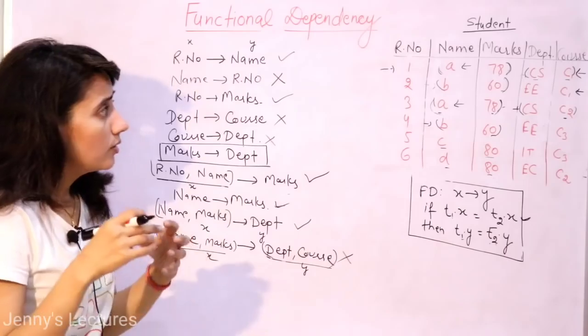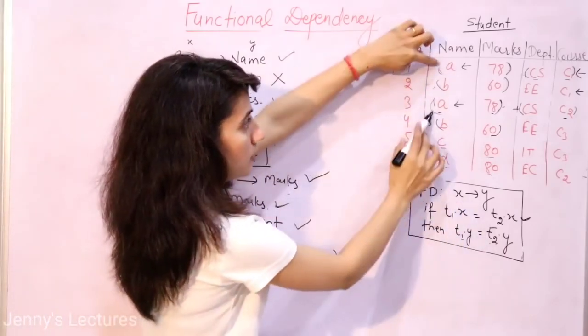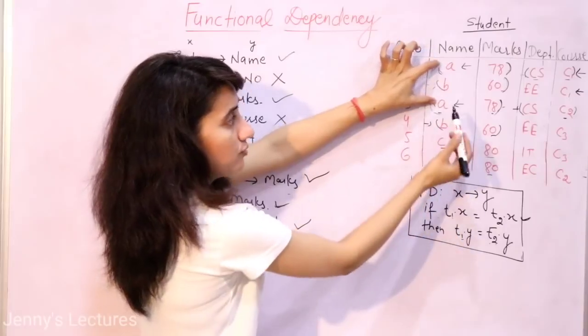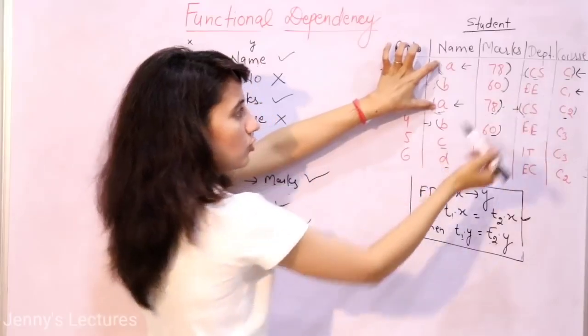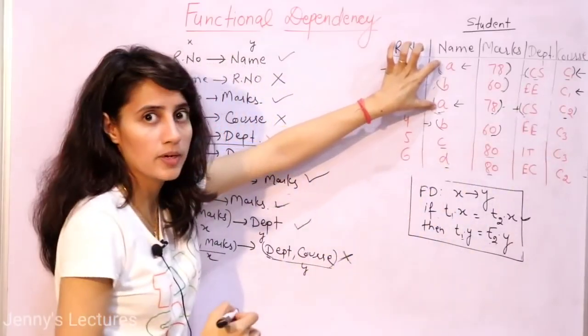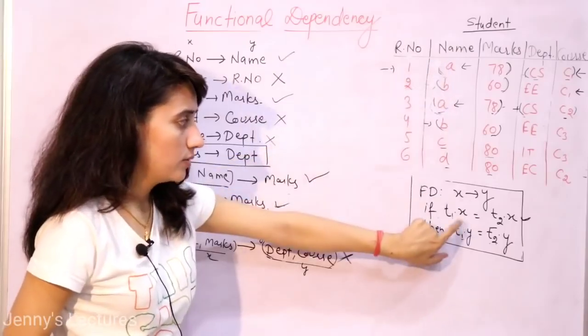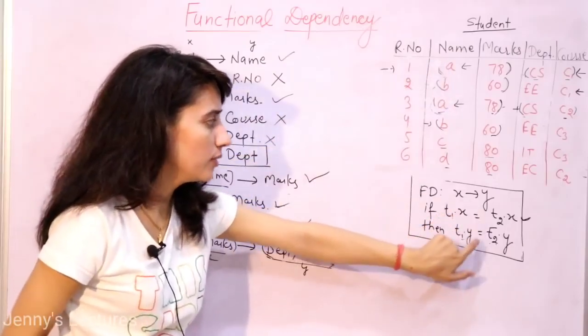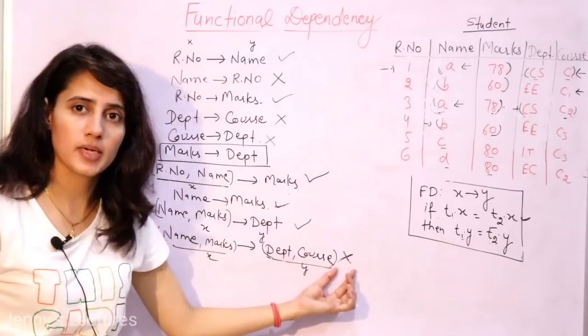See here, for this one combination, for this and this, I have checked only T1 and T2, and the Y value is not the same, so I can say this is not a functional dependency. No need to check further. If you find even one case violating this condition, where X is the same but Y is not, then at that time you can say this is not a functional dependency.